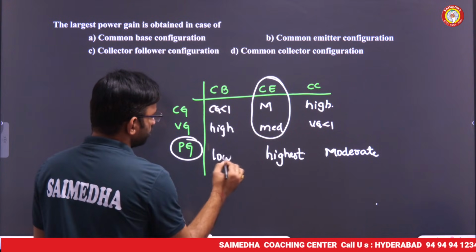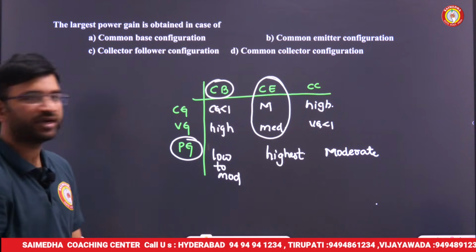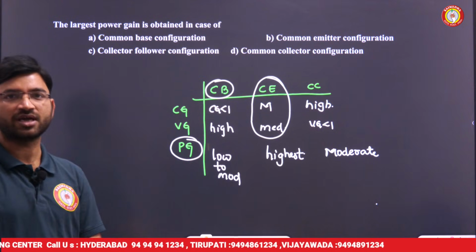It is low to moderate for the common base configuration. This is related to common emitter, common base and common collector configurations.